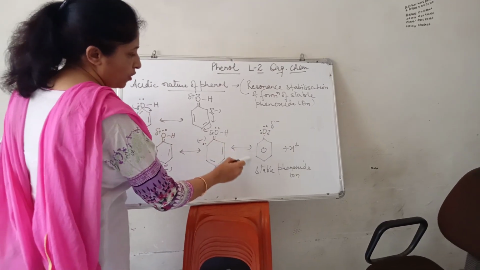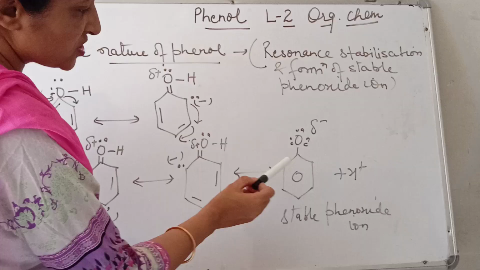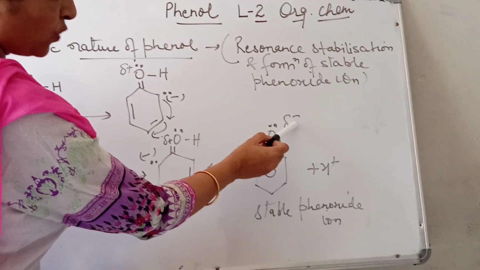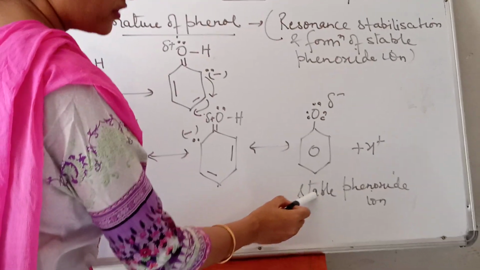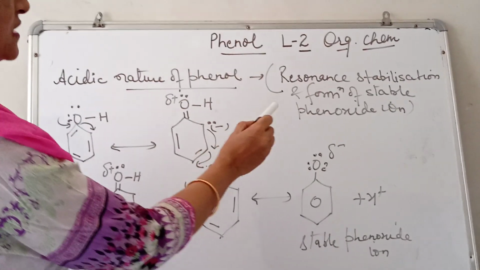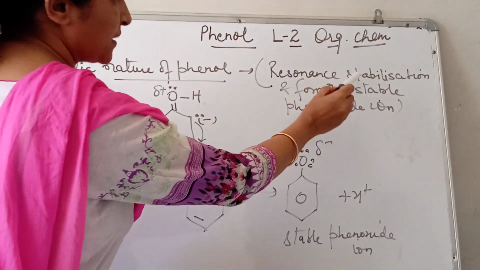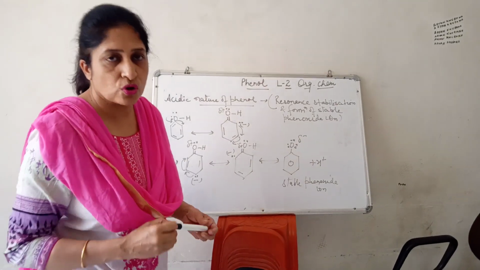And now it will form a stable phenoxide ion. This phenoxide ion formed is stable because it has acquired a negative charge, so it shows its electron richness. So this is how the acidic nature of phenol is determined by its resonance stabilization due to formation of the stable phenoxide ion. That's all for today, children.